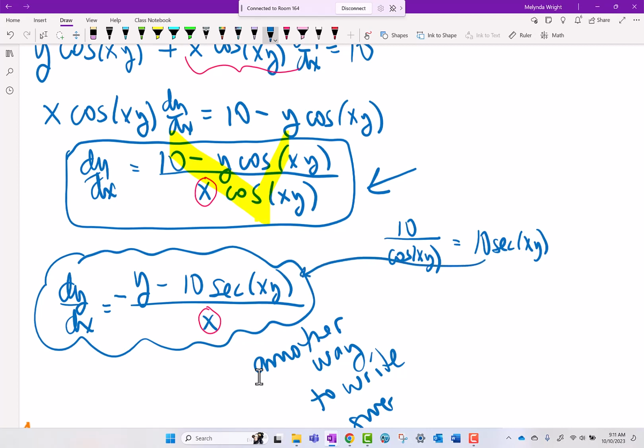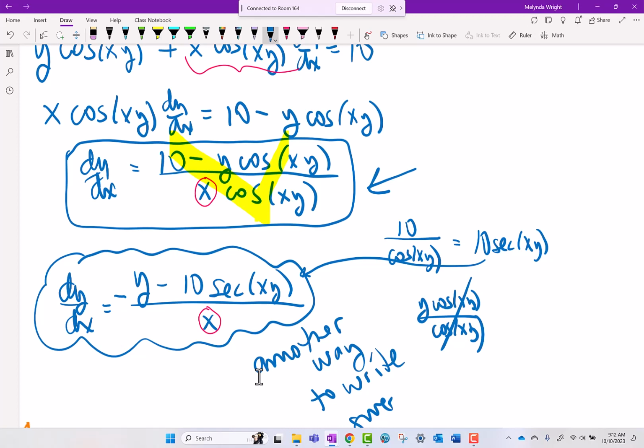How did they get rid of the y cos xy? Because they did y cosine of xy over cosine of xy, and the cosine of xy's go away. Oh, can it go to both?